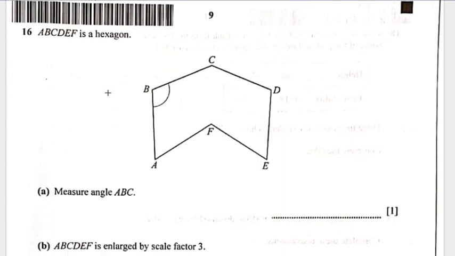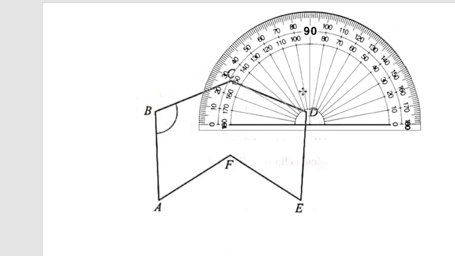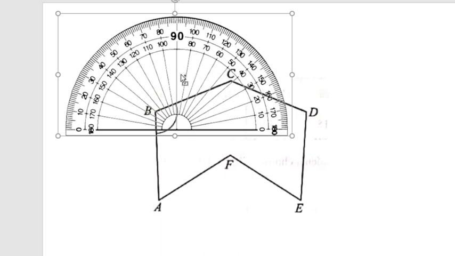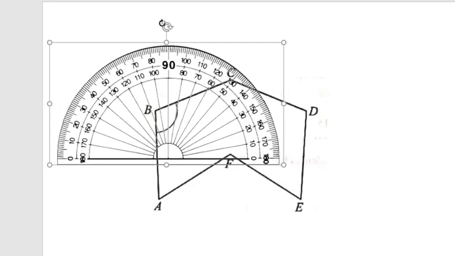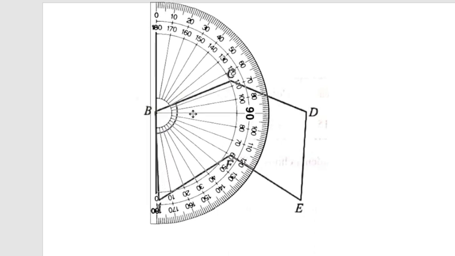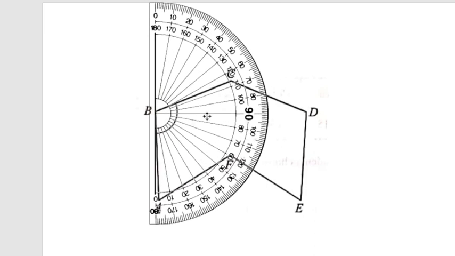Okay, number 16. Measure angle ABC. They already labeled it for you, so you just use your protractor and measure. Let's see. Make sure you place your protractor with the center on B. So you rotate it, place it exactly on the dot, on the center, and make sure this line is on BA.